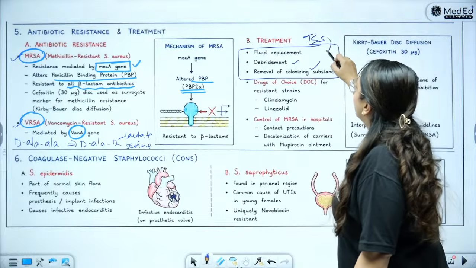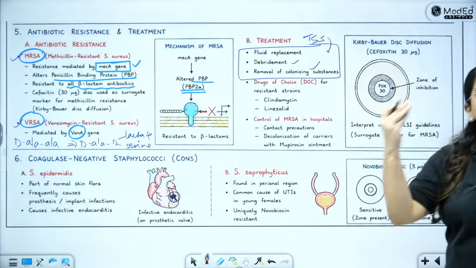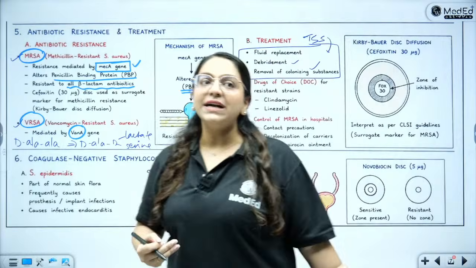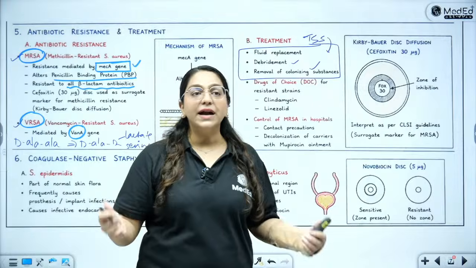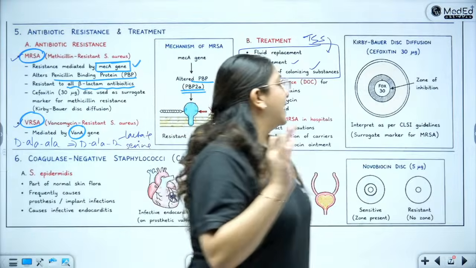For toxic shock syndrome, you will do fluid replacement, you will do debridement of that area, you will remove the contaminating substance. So if it's some clothes, you will remove that. If it's a tampon, you will remove that.